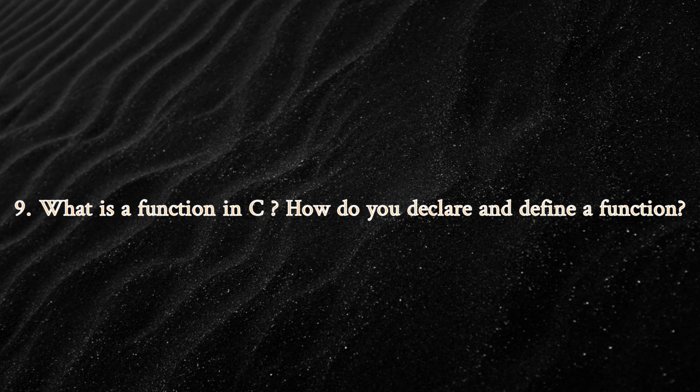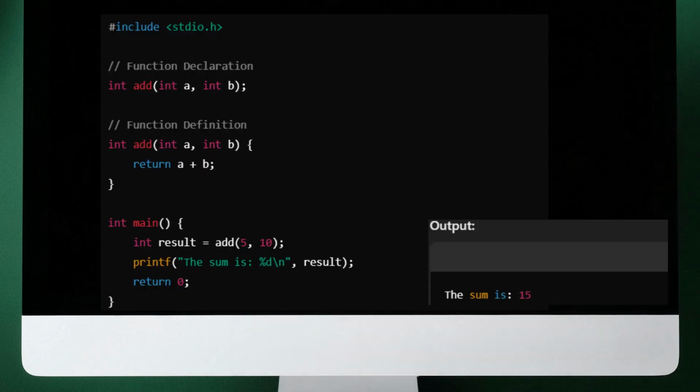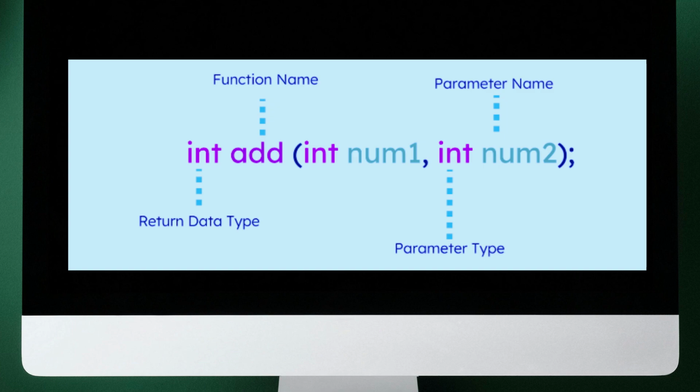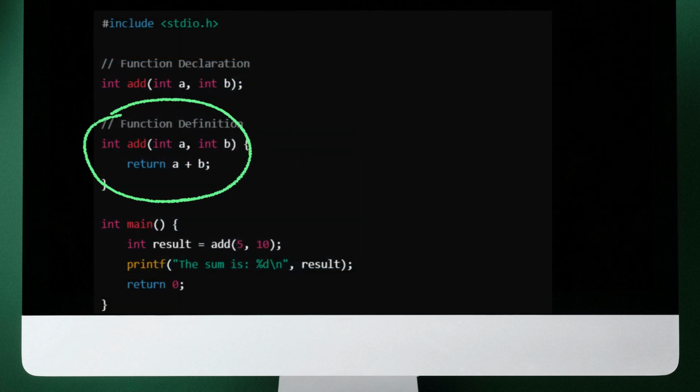9. What is a function in C? How do you declare and define a function? A function in C is a self-contained block of code that performs a specific task. Functions are an essential part of structured programming in C, allowing you to break down complex problems into smaller, manageable pieces. They help in writing reusable, modular, and organized code. A function typically involves 3 main steps. 1. Function declaration, or prototype, tells the compiler about the function's name, return type, and parameters. 2. Function definition contains the actual code or body of the function. 3. Function call executes the function.